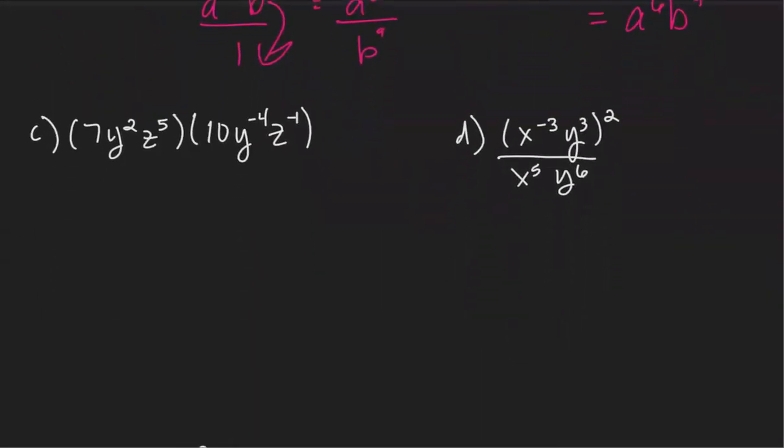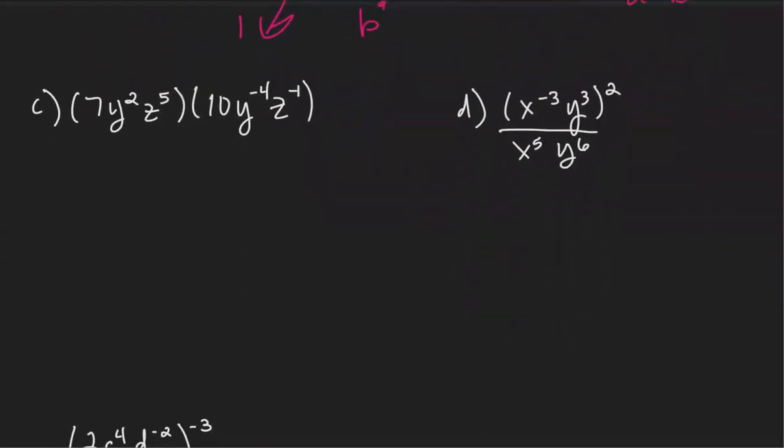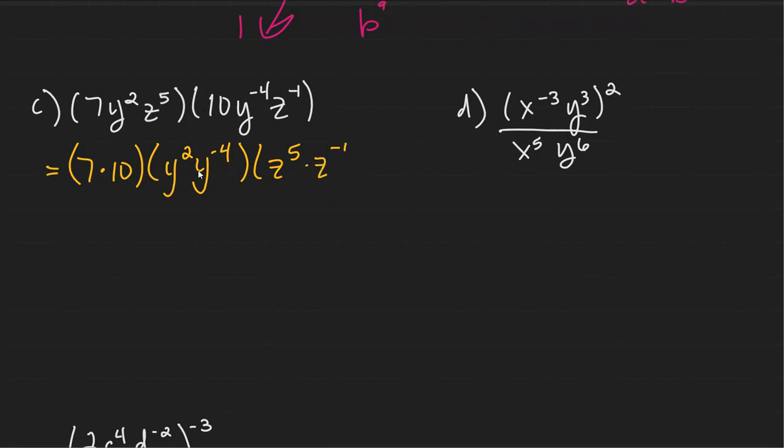All right, so now let's get a little bit grosser. Part C, what's going on here, we have both variables and coefficients. So really, we should be multiplying our like terms together. So we have 7 times 10. Let's group those together. And then y squared times negative y to the -4th. So let's group those together. And then z to the 5th times z to the -1, right? You don't always see this little dot for the multiplication symbol. Sometimes you'll just see the variables placed together. That's okay. It means the same thing, all right?